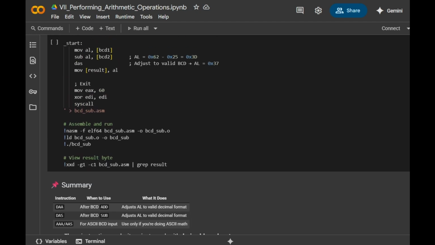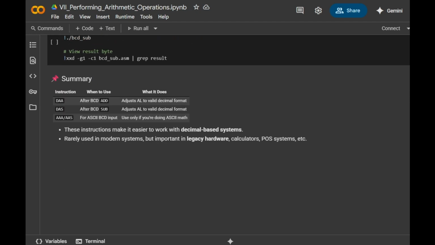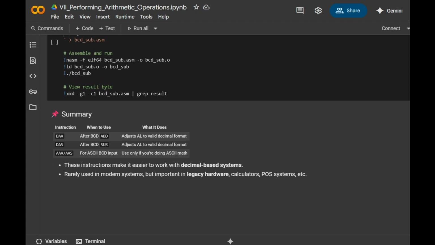In summary, DAA and DAS make it possible to perform accurate decimal arithmetic in assembly, which is important for specific applications, especially in legacy systems or specialized hardware. This concludes our section on performing arithmetic operations. Thank you.